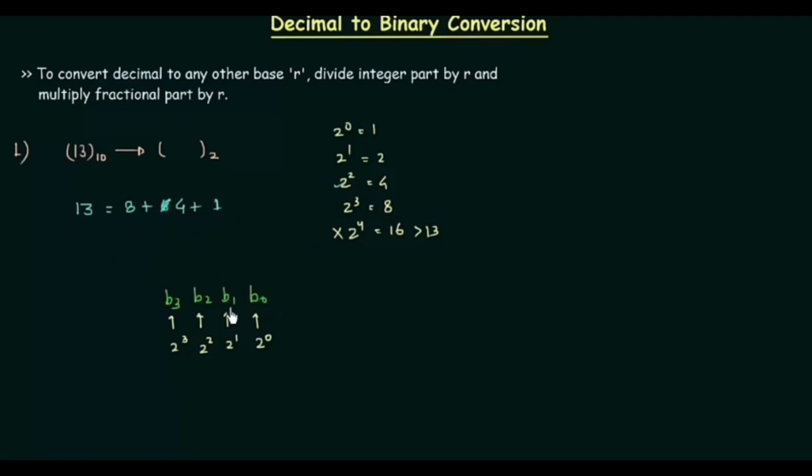And now we have to find out values for B0, B1, B2, and B3. And it's very simple. You can clearly see 1 is 2 raised to power 0, and it is included. So B0 is going to be 1. 2 raised to power 1, which is 2, is not there. So B1 is going to be 0. 2 raised to power 2, 4 is there. So B2 is going to be 1. And 2 raised to power 3, 8 is also there. So B3 is also 1. So the binary number is 1101. The binary equivalent of 13 is 1101.